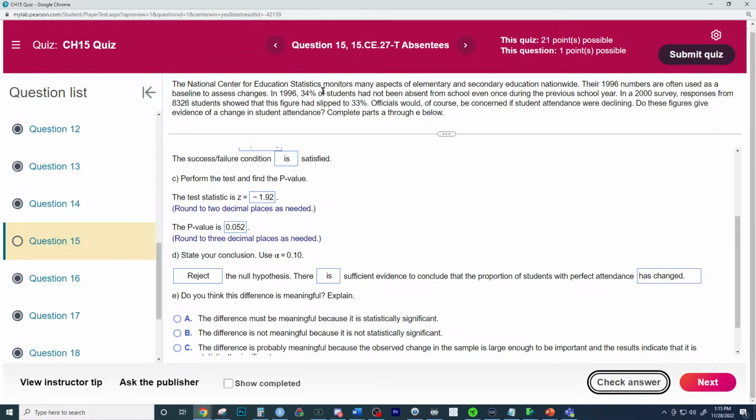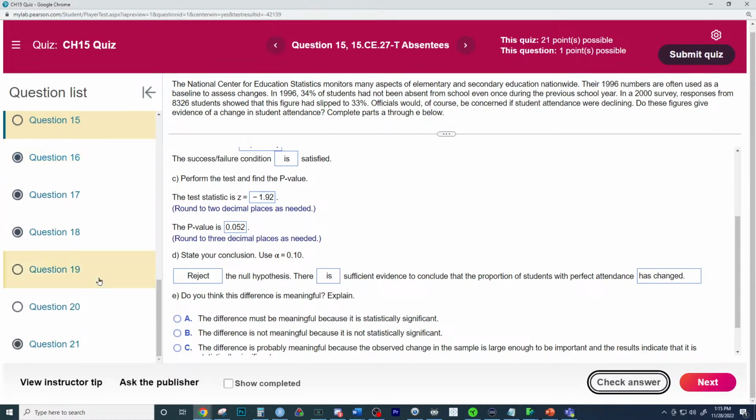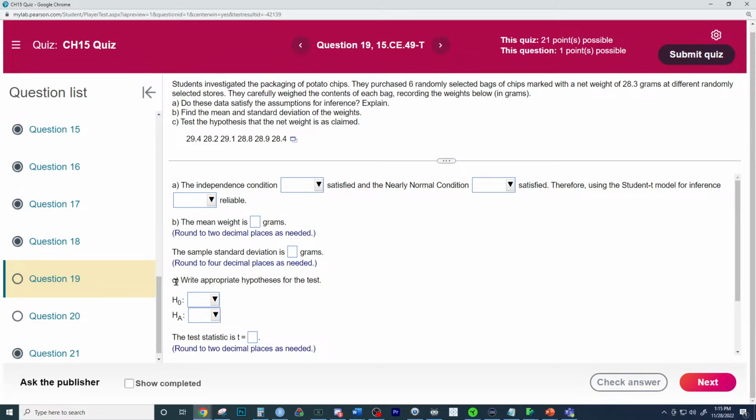Oh, the proportions are different. The proportions are a bit different. That changed the problem too. Okay, so that's why it didn't turn out exactly the same. Still similar, but not exactly the same.